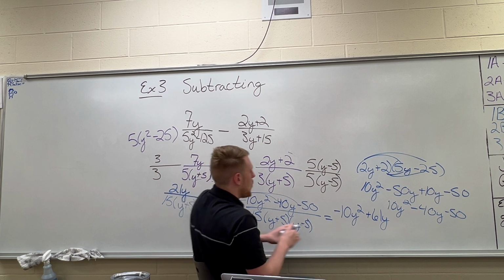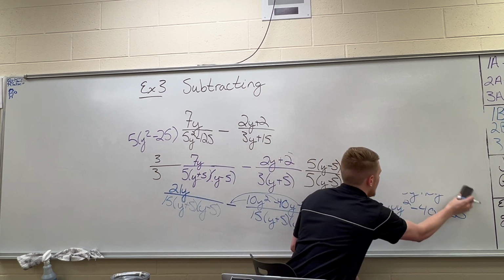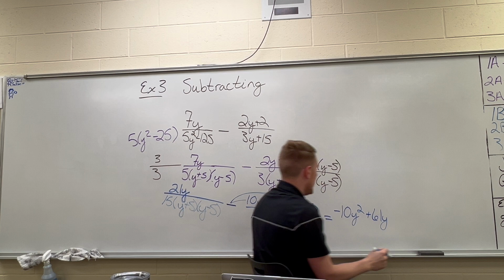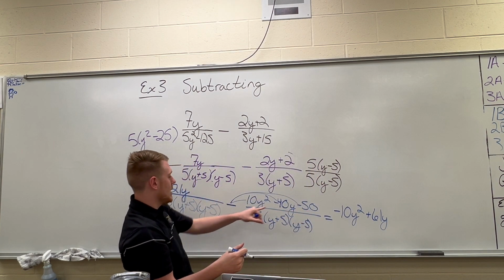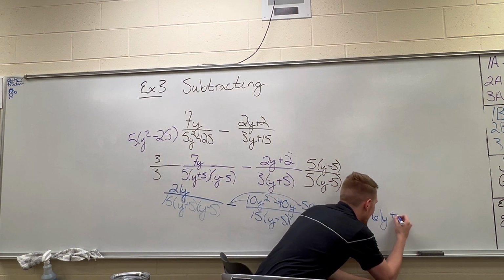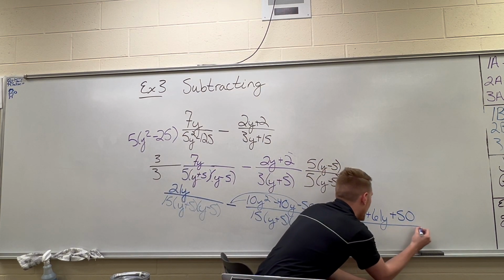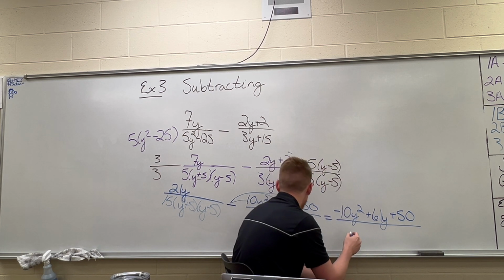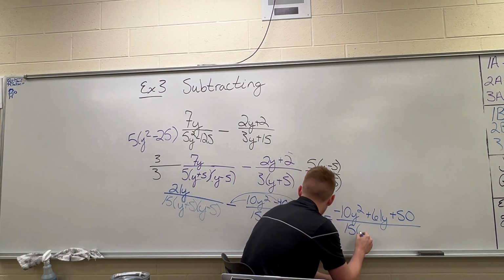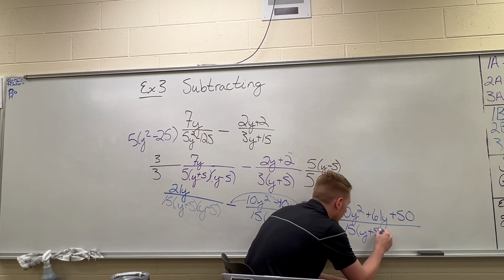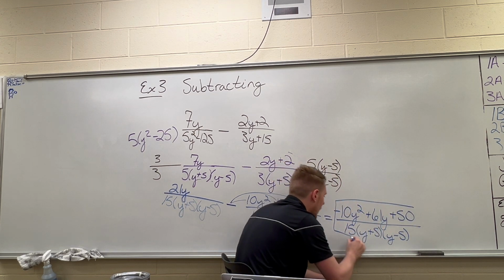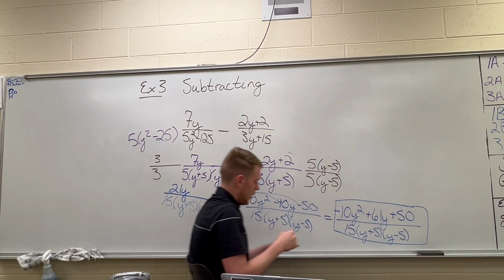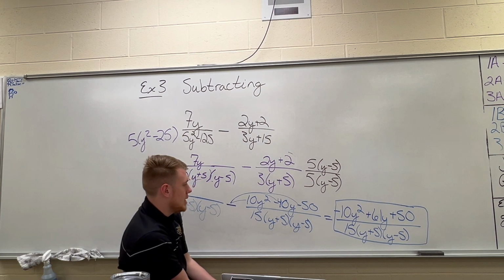I'm going to go ahead and erase this so I have room to write. Okay. Negative 10y squared plus 61y, and then 0 minus negative 50 is going to be plus 50. And then it's all over our LCD, our lowest common denominator, 15, y plus 5, y minus 5. This is your final answer. Negative 10y squared plus 61y plus 50 over 15, y plus 5, y minus 5.